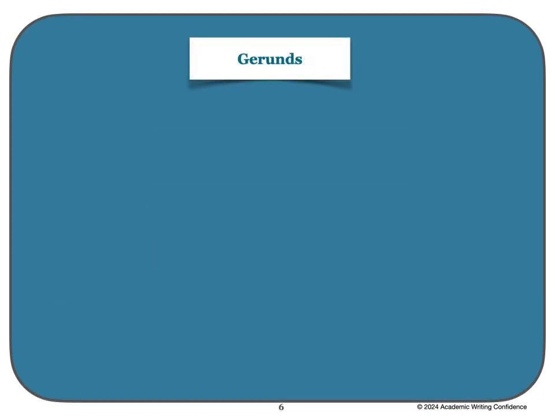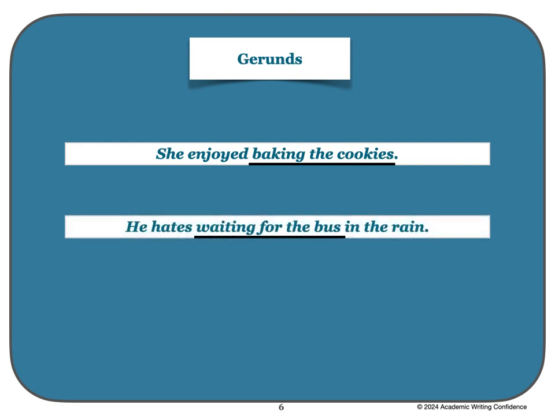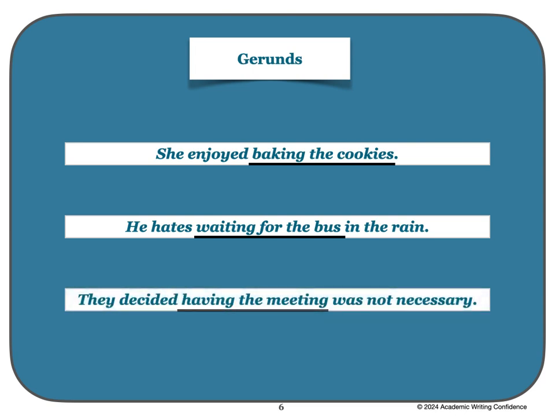Now let's look at some examples using gerunds. She enjoyed baking the cookies. He hates waiting for the bus in the rain. They decided having the meeting was not necessary. Baking, waiting, having are all used as gerunds in these sentences and help to complete the meaning of the sentence.